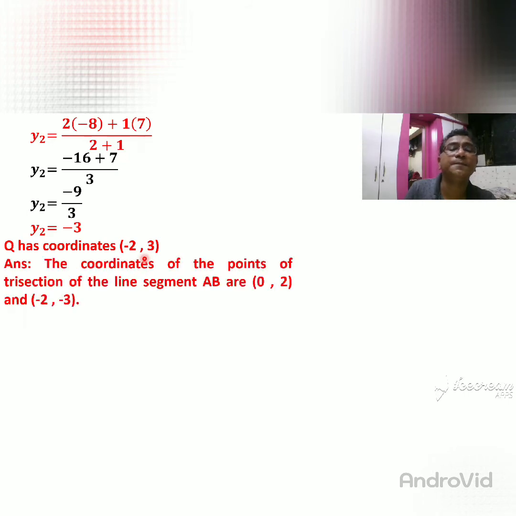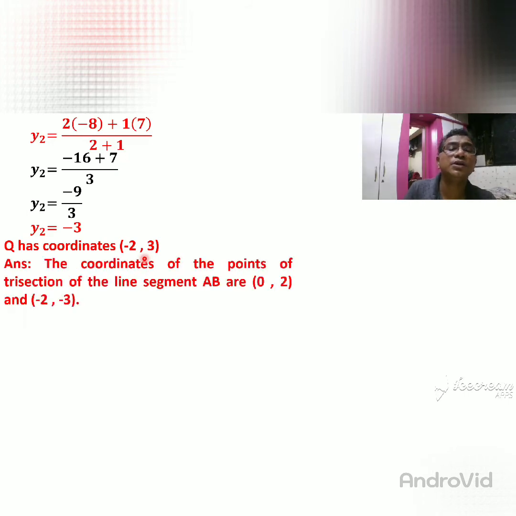Bigger number sign minus. Minus 9 upon 3. 3 is divided into minus 9. 3 3s are 9. So y2 is equal to minus 3. In such a way you are getting the coordinates of Q: x2 is minus 2 and y2 is also equal to minus 3.